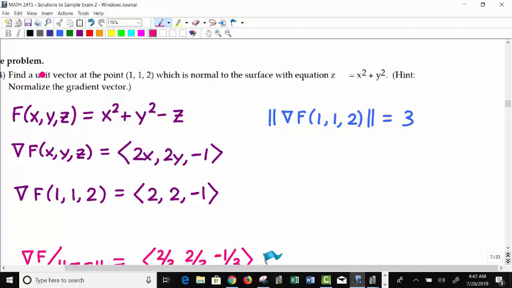However, the question is asking for a unit vector. So you calculate the gradient, but we have to convert it to a unit vector, just like way earlier in the course. To convert something to a unit vector, you divide it by its magnitude. So always be careful: if the problem says find a vector which is normal to the surface, and it doesn't say unit, you just do the gradient and that's it. That would be the answer. Normalize is the term they use for converting something to a unit vector.